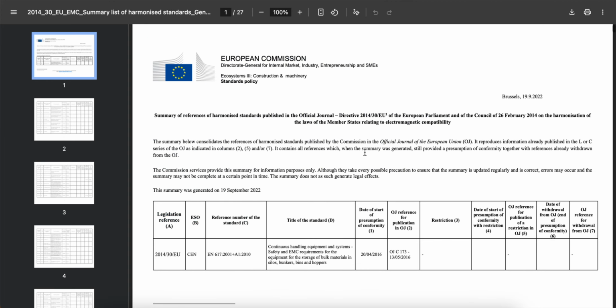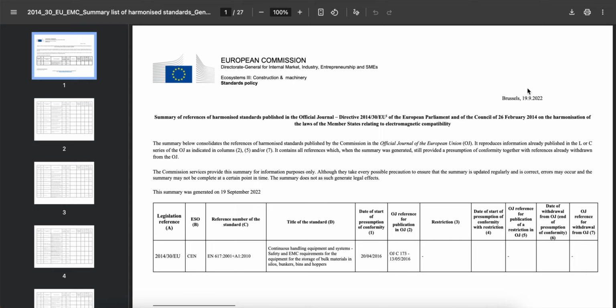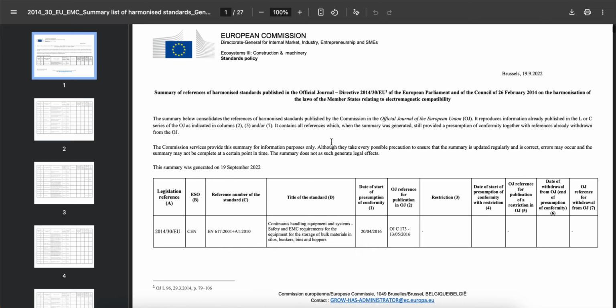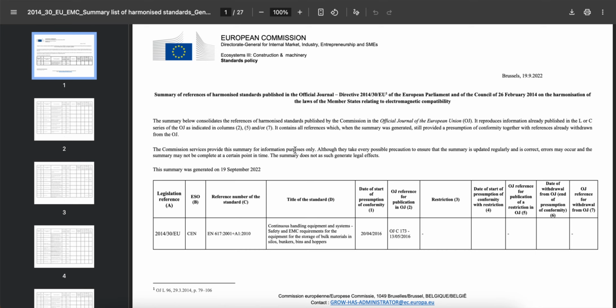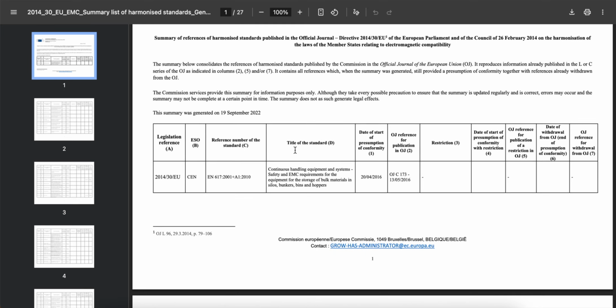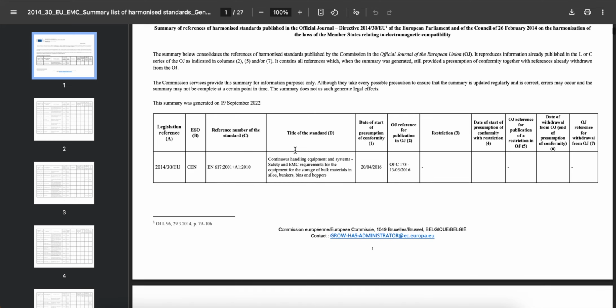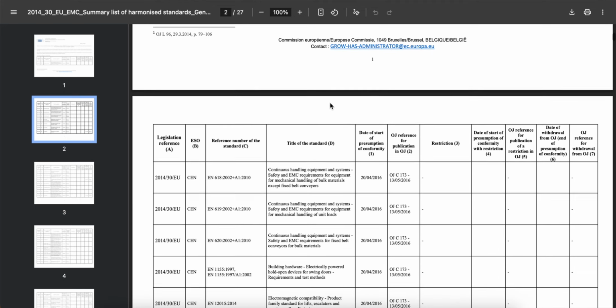Now, this is what it could look like. I downloaded what I believe is the latest version from September 2022. And this is the list of harmonized standards under the EMC directive. So in the case that my product is covered by the EMC directive, this is where I would look for harmonized standards. And well, we have 27 pages here, so we better get to work.